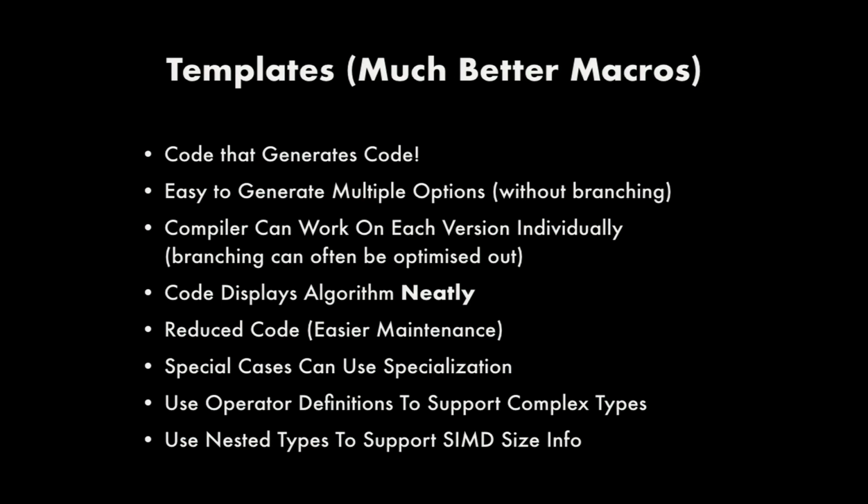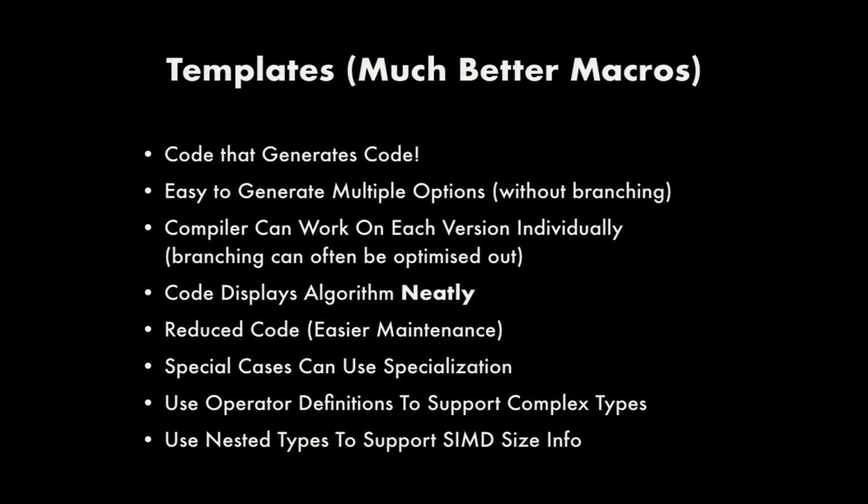The compiler can optimize each version that it generates separately. So actually sometimes we can code a branch and then pass in a static value, and the compiler knows that it's static and it optimizes out the branch. So we can make things that look nice and really easy to understand.